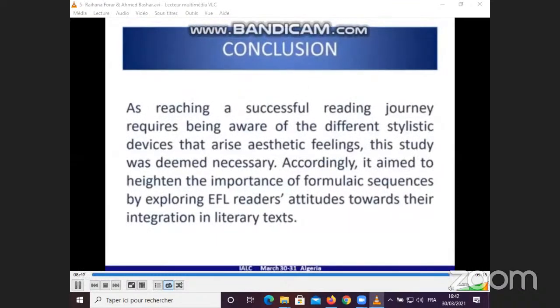To conclude, reaching a successful reading journey requires being aware of the different stylistic devices that arouse aesthetic feelings. That's why this study was deemed necessary. Accordingly, it aimed to heighten the importance of formulaic sequences by exploring EFL readers' attitudes towards their integration in literary texts.